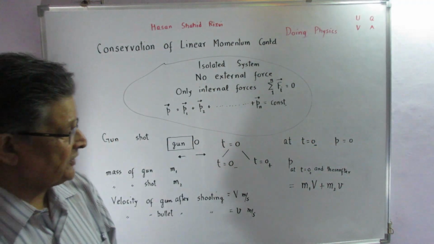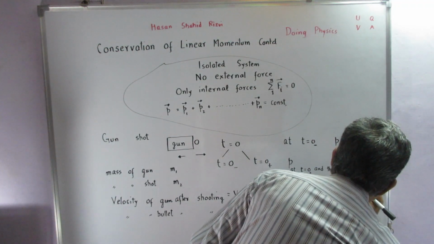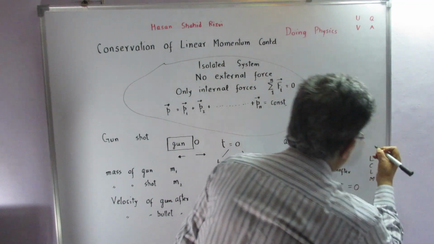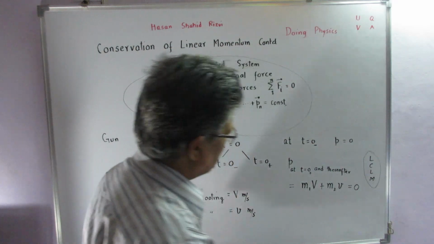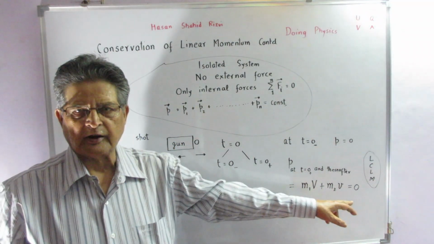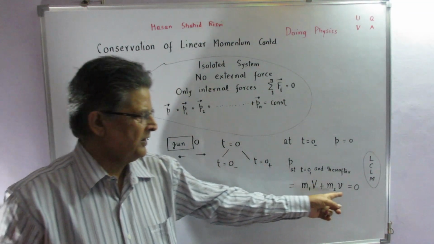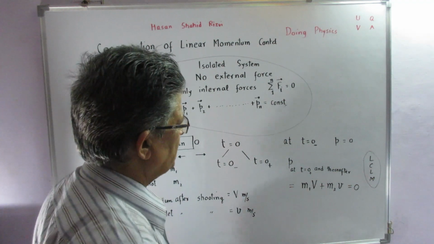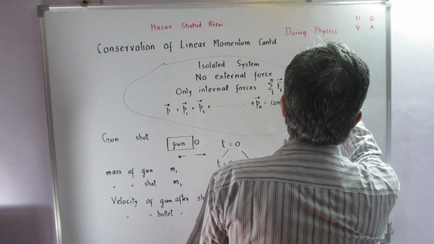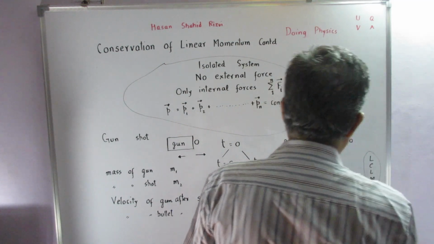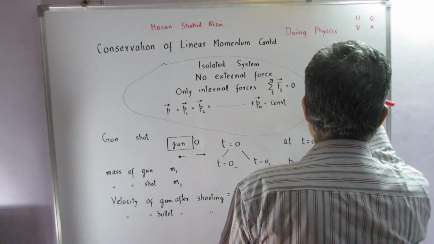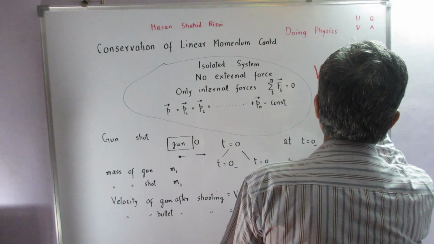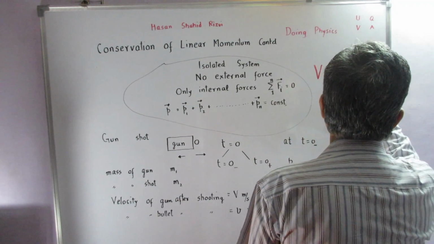So all we have to apply in our analysis is that this is equal to 0. This is what the law of conservation of linear momentum says: the linear momentum of the system after the event has taken place will be the same as before, that was equal to 0. So it's a very simple system, and we find that m1V plus m2v is equal to 0, or I can simply calculate that the velocity V is equal to minus m2 upon m1, the mass of the bullet divided by the mass of the gun, multiplied by v.